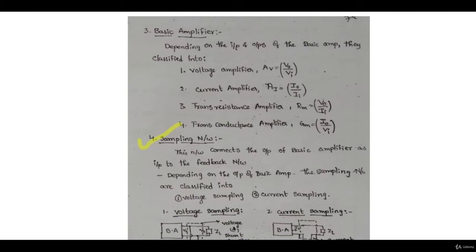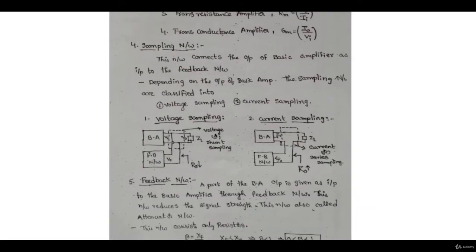If you read it, this connects the output of the basic amplifier to the input of the feedback network. Depending upon the output of the basic amplifier, the sampling network is classified into voltage sampling and current sampling. There can be two types of sampling, and this is how it will look. Voltage sampling is how the voltage is being sampled from the basic amplifier's output and given to the feedback network. The effect of this will be that the output impedance will decrease.